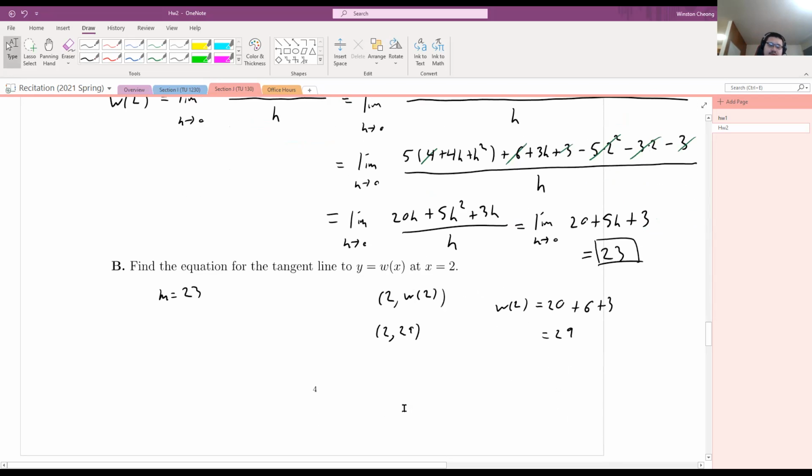And we can just use the point-slope formula to write down the tangent line. Y minus 29 is equal to 23 times x minus 2. And we don't need to do anything else to that. Any questions?